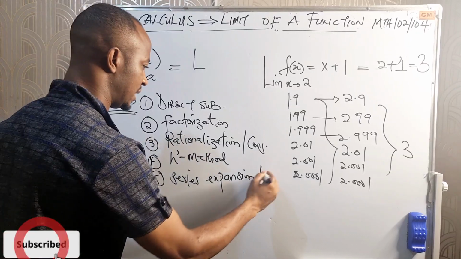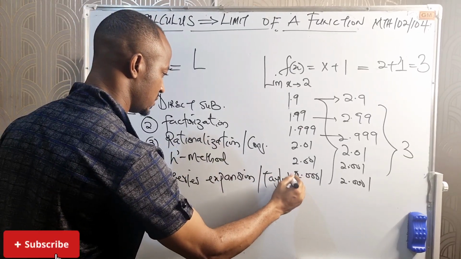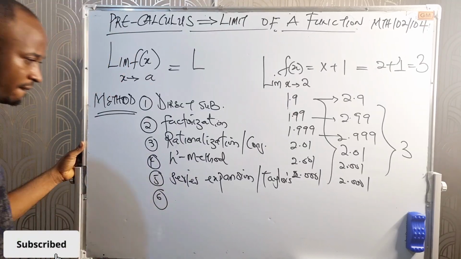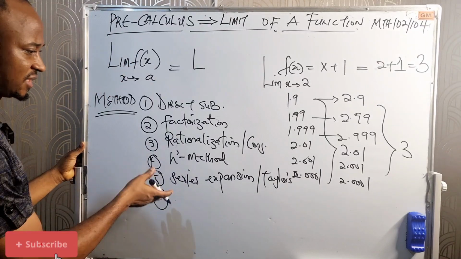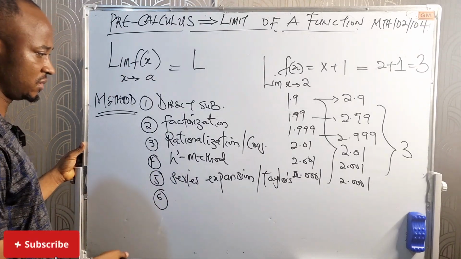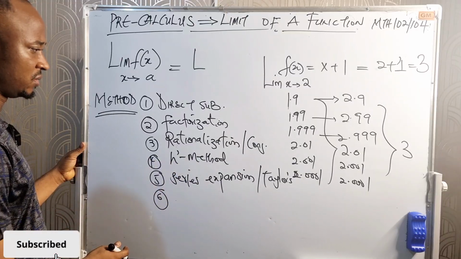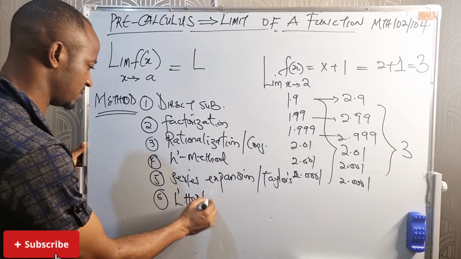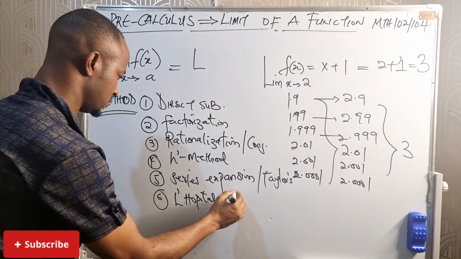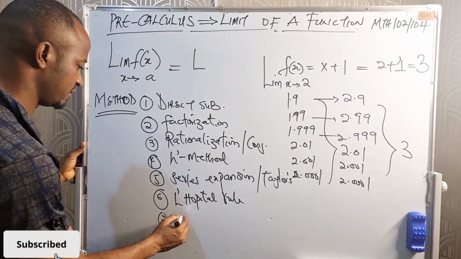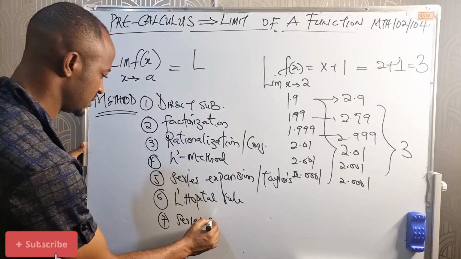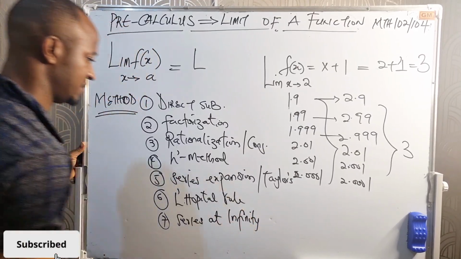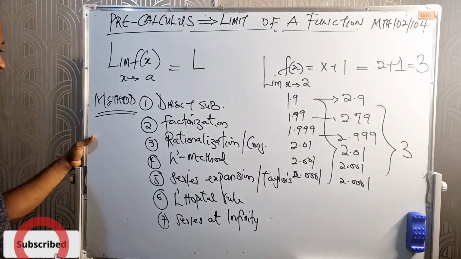This is also known as Taylor's method. We have seen the H method. There's what we call the L'Hopital's rule. Number 7, we have series at infinity. All of this we shall be considering today.